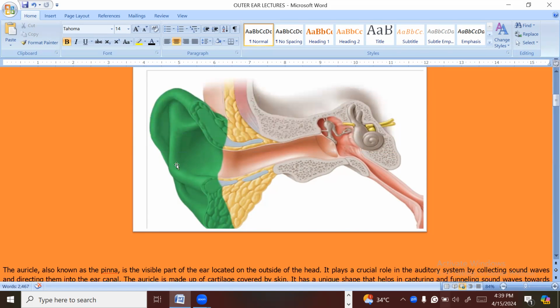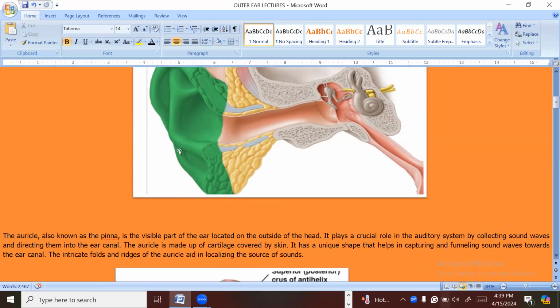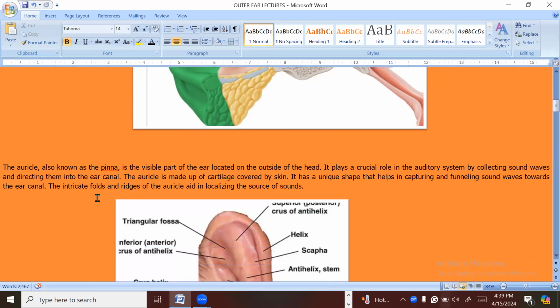As you look at this pinna, you will see lots of intricate foldings. We're going to look at these intricate foldings. But the pinna as a whole is made up of more of cartilage that is covered by a thin layer of skin, okay? This is the pinna. It is made of the intricate folds and ridges of the auricle.